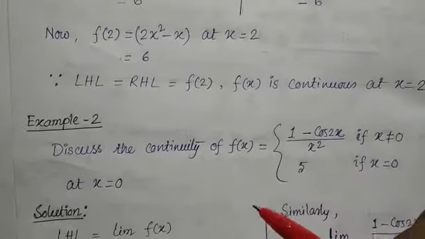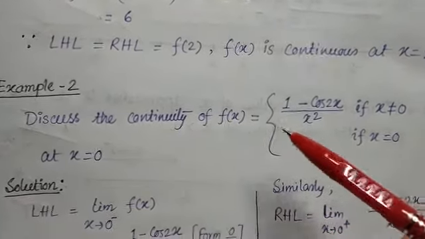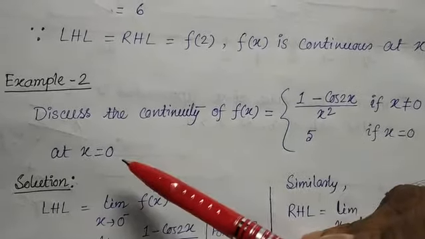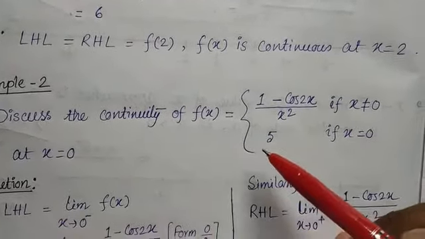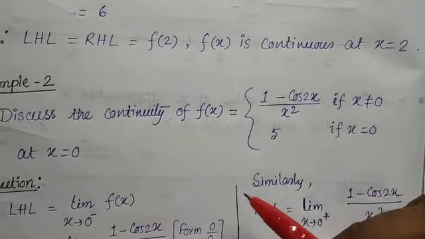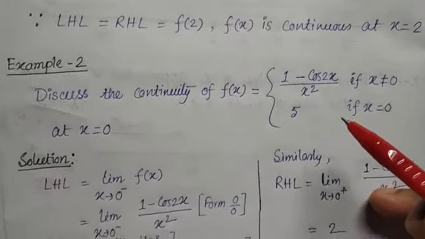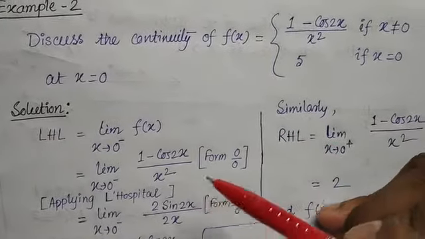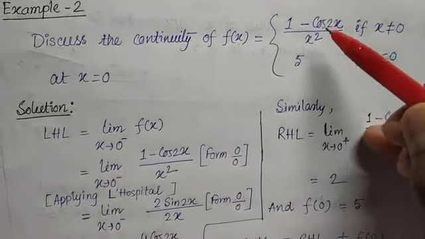Understood? Now see example 2. Discuss the continuity of the function. Function is given at x equal to 0. Acha, for x tends to 0 plus or for x tends to 0 minus, in both the cases x is not equal to 0, either x greater than 0 or x less than 0. So that means x not equal to 0. So in this sum, for LHL and RHL, for the left hand limit or for the right hand limit, you have to use this function. Got it?